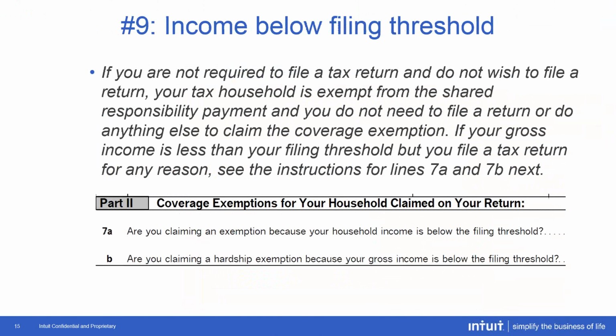Okay, now we go to number 9, use case. The exemption for income below the filing threshold. If you're not required to file a tax return and don't wish to file a return, your tax household is exempt from the shared responsibility payment, and you don't need to file a return or do anything else to claim the coverage exemption. If your gross income is less than your filing threshold, but you do file a return for any reason, please use Form 8965 Part 2. So that caption came right off of the 8965.